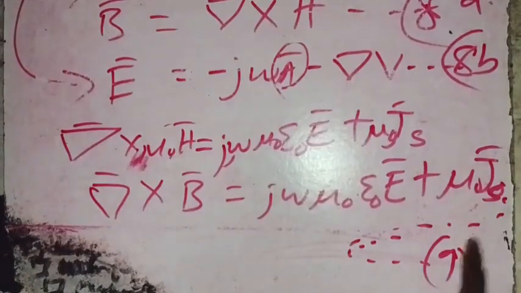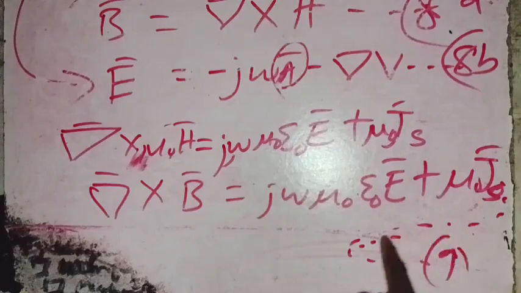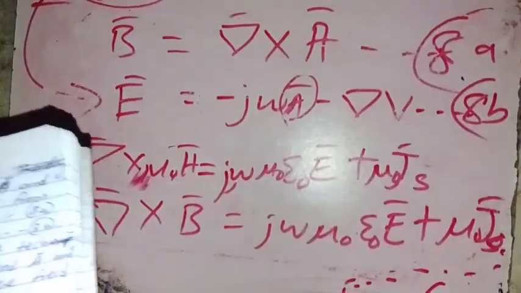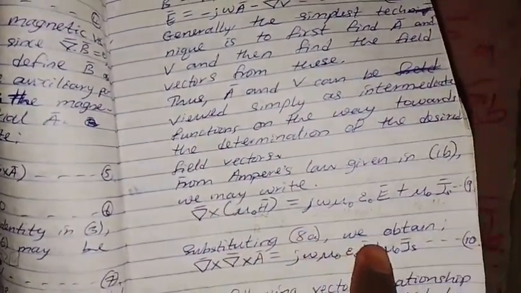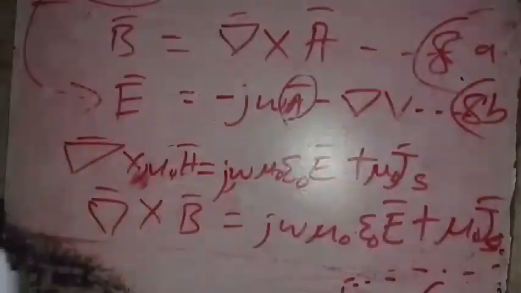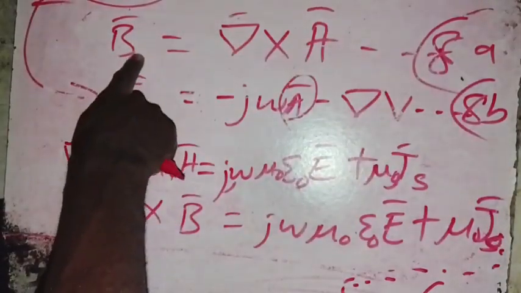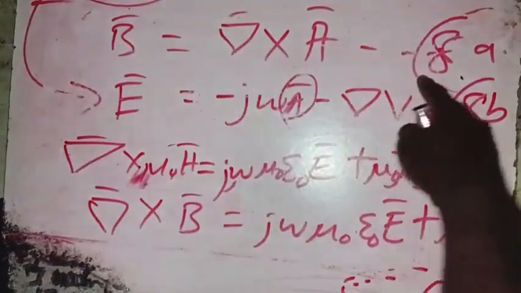I don't have space here again. I don't have space here, so that's how equation 9. Okay. Now, for the next equation, substituting 8a, we obtain what? Look at 8a.